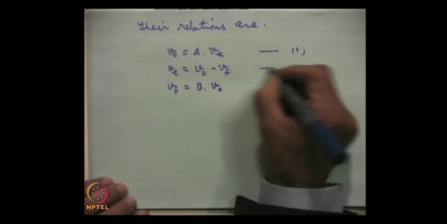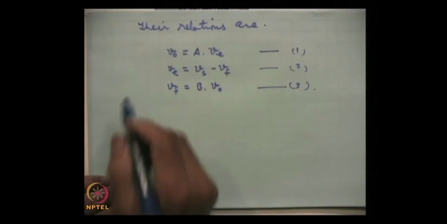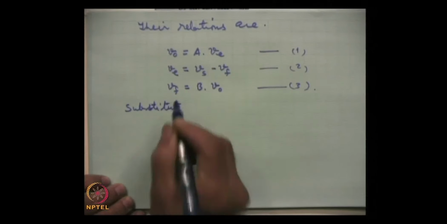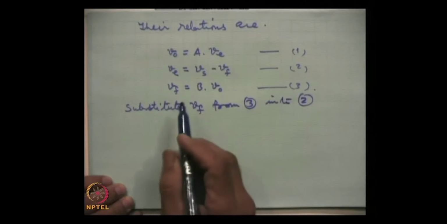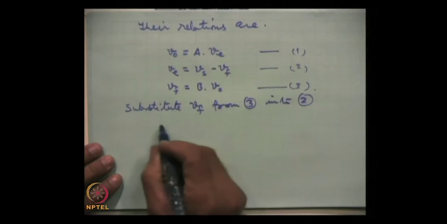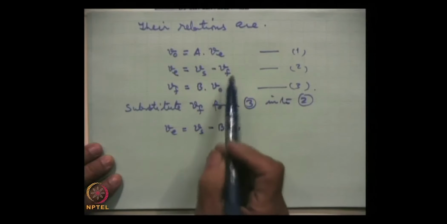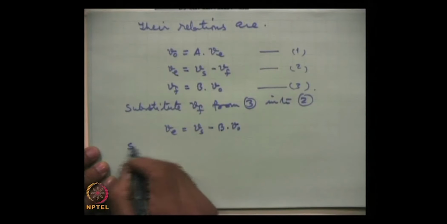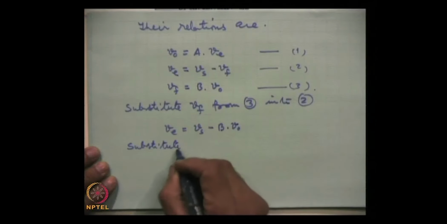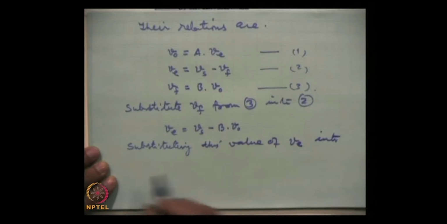Let us call these equations 1, 2, 3. Now, we substitute Vf from 3 into 2, then we get Ve is equal to Vs minus B into V0. I have just put this value for Vf from here. Now substituting this value of Ve into equation 1 here. So, what do we get?